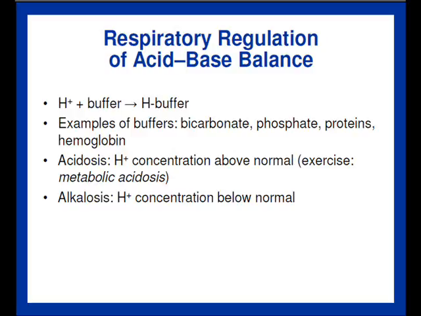We know what acidosis is. In metabolic acidosis, as we start to exercise, you get accumulation of hydrogen ion concentration in the blood above normal. We call that a metabolic acidosis. And alkalosis is obviously when the protons fall below what we deem a normal value.